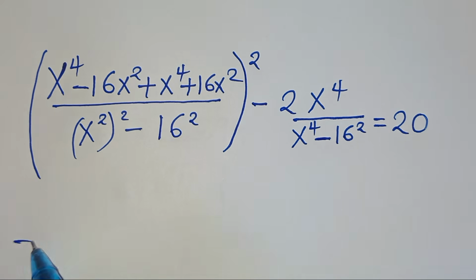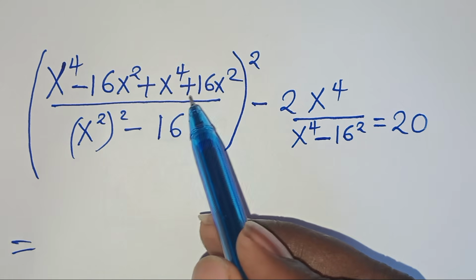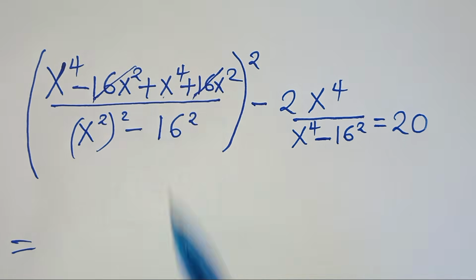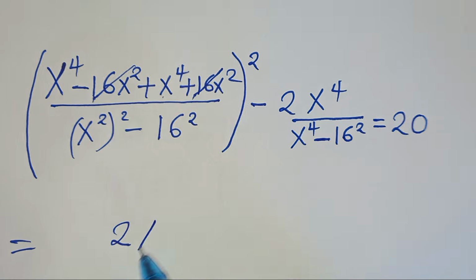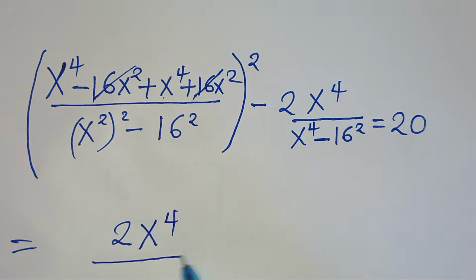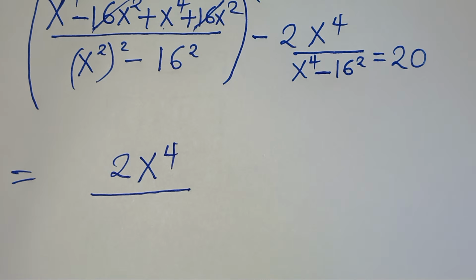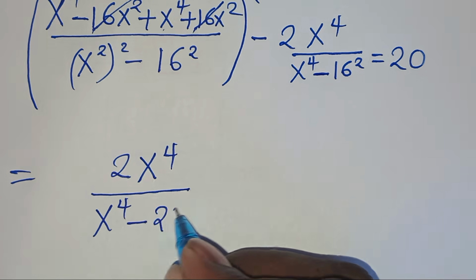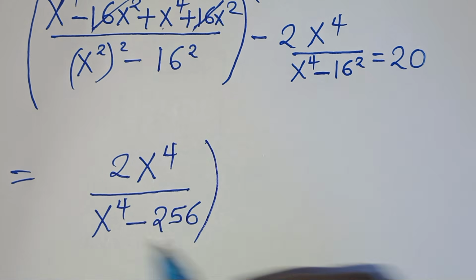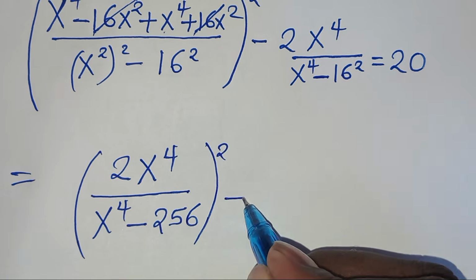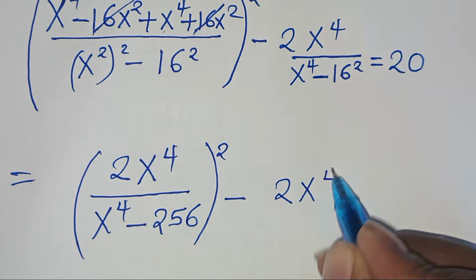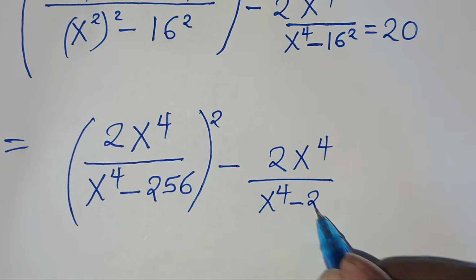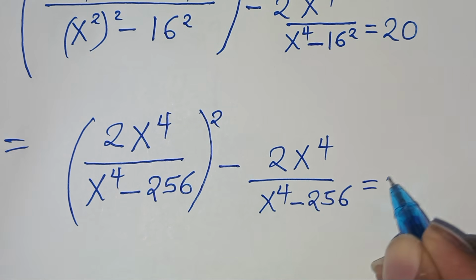Now the next step is that we have negative 16x squared plus 16x squared, this simplifies. Then x to the power of 4 plus x to the power of 4 becomes 2x to the power of 4, divided by x to the power of 4 minus 16 squared, this is minus 256. This is raised to the power of 2, minus 2 multiplied by x to the power of 4 divided by x to the power of 4 minus 256. This is equal to 20.